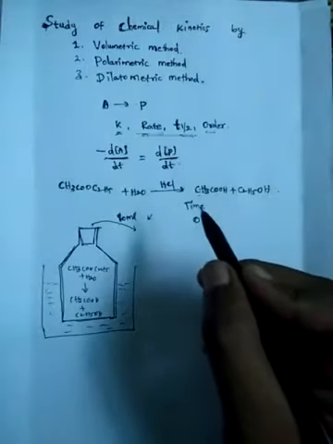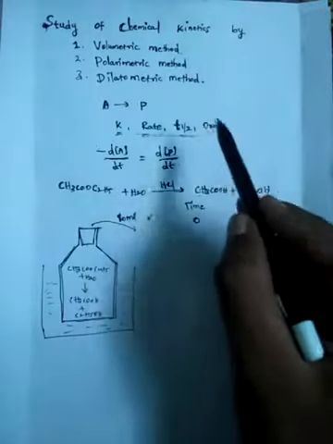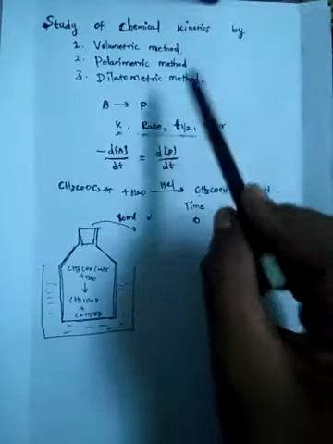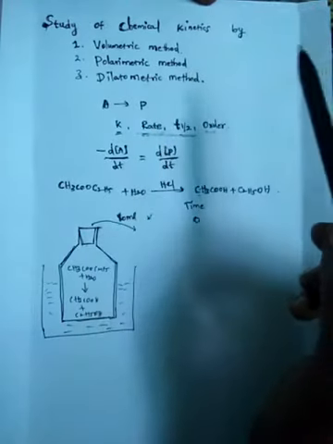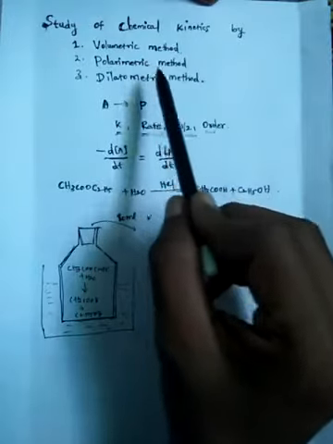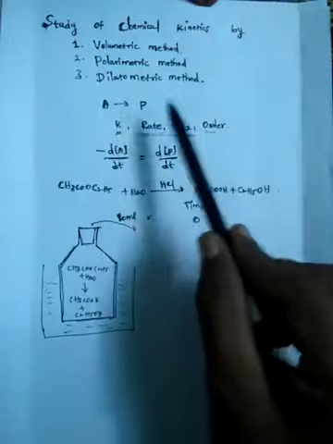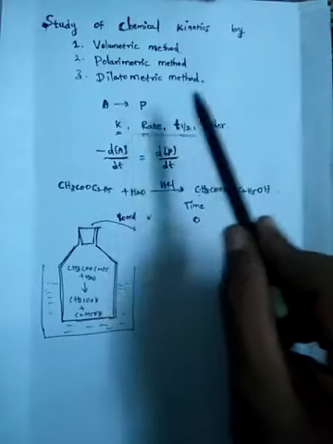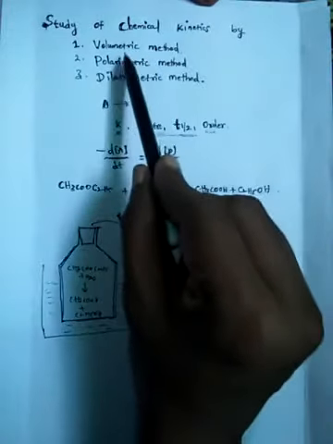So, okay, in this lecture, I'm going to talk about the methods by which we can study the kinetics of chemical reaction. I've listed three such methods: volumetric, polarimetric, dilatometric method. Let me explain one by one in different videos. The first video, let me explain volumetric method.